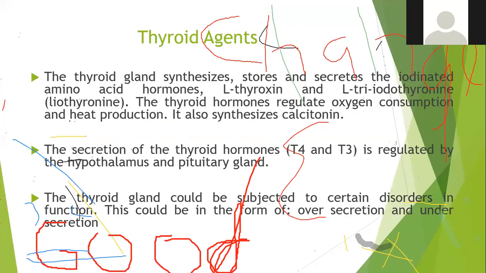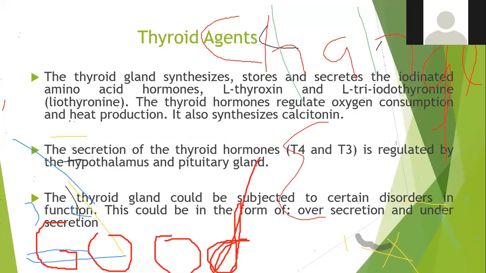Thyroid agents. We did not discuss thyroid agents during the online facilitation, but this is an opportunity for you to be aware of what thyroid agents are. You can take your time and read more on them. We all know the thyroid gland, which is situated in the neck. The thyroid gland synthesizes, stores, and secretes iodinated amino acid hormones.